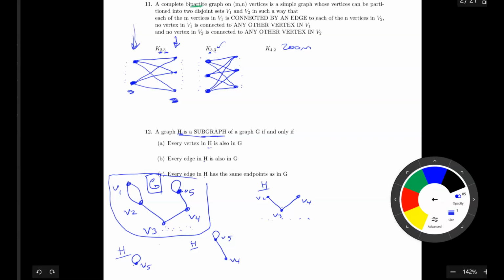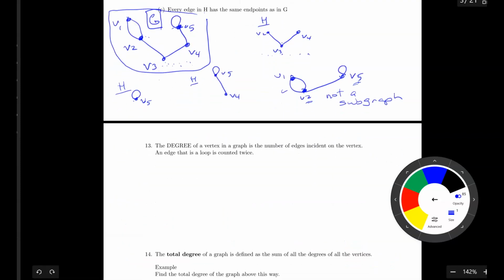So what is not a subgraph? Let me play devil's advocate: V2, and then if I went here to V5. All right, so here's my V1 to V2. That is part of the original graph. Check. Wait a minute. Is there supposed to be an edge between V2 and V5? There is not. So this is not a subgraph. All right, so I think you get the idea.